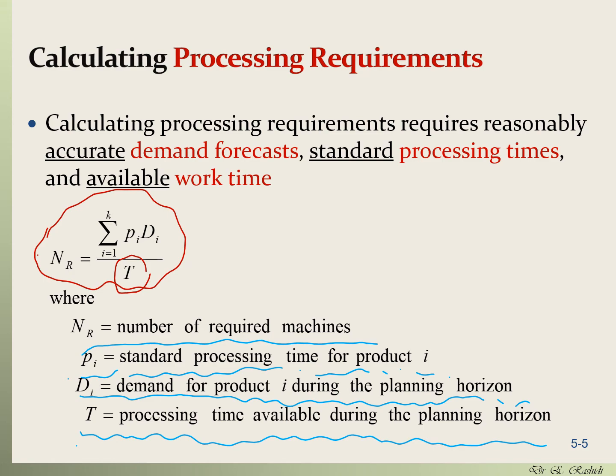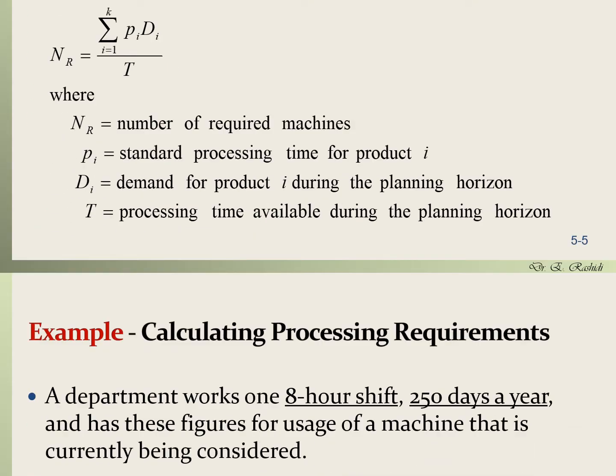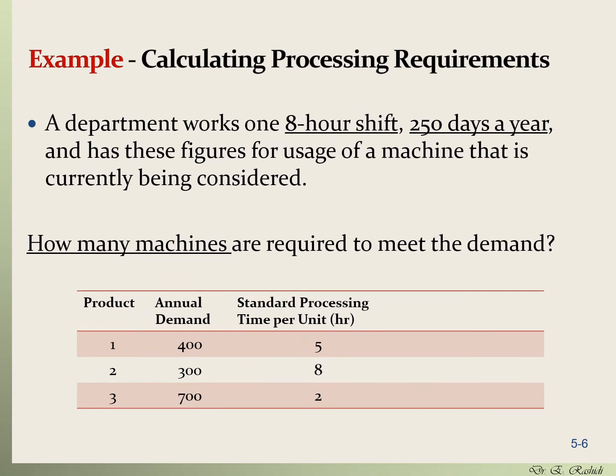So let's go ahead and do an example. Here is an example regarding calculating processing requirements or capacity planning. Consider a department that works one 8-hour shift per day for 250 days a year. You can see in this table the number of products that they produce. So this is a very basic and simple example. They only have three products here, as you see: product 1, product 2, and product 3.